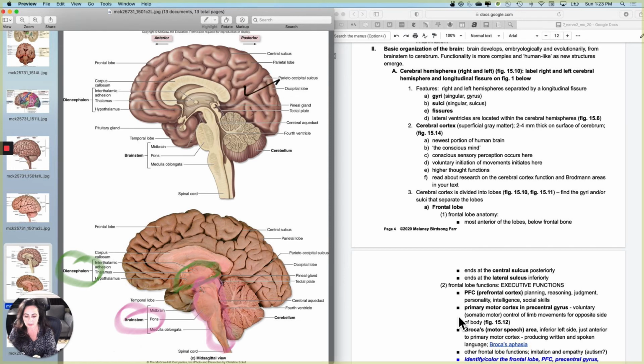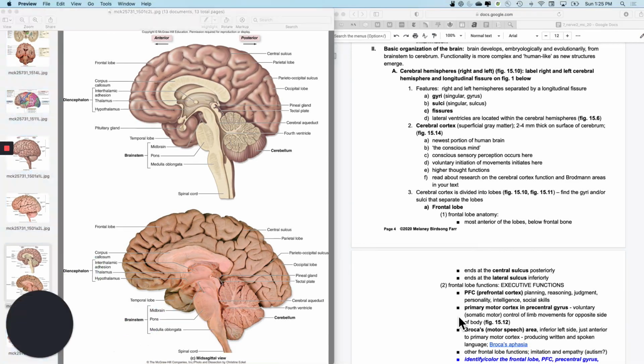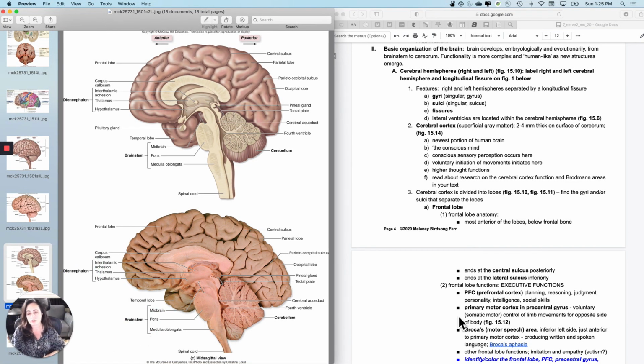You have cerebrum, cerebellum, diencephalon, and brainstem. Okay, so what we're going to do is we're going to talk about how they develop, and then we're going to talk about structure and function relationships of all of them. And we're going to go ahead and start with the cerebrum, and the cerebrum will be in the next video.